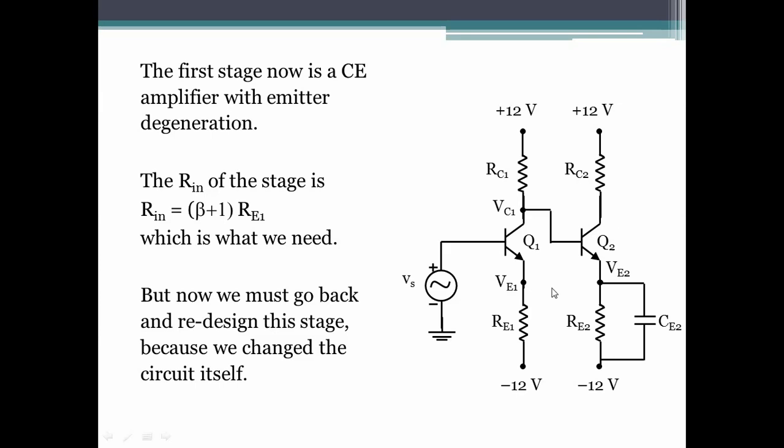But what we just did was change this first stage from an emitter follower. Now we have made this into a common emitter amplifier with emitter degeneration. So now we have to redesign this, at least find RC. Hopefully RE should just stay the same, 10 kilo ohms, but we have to go back and design for RC.